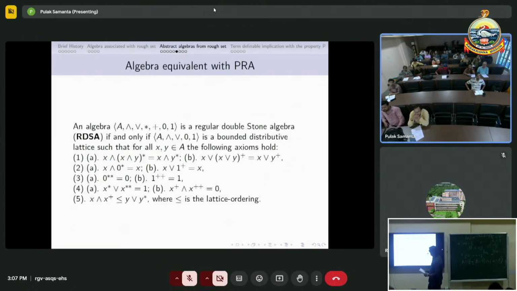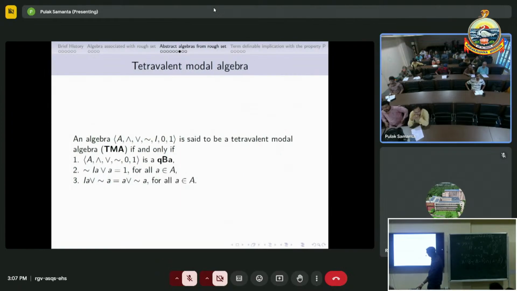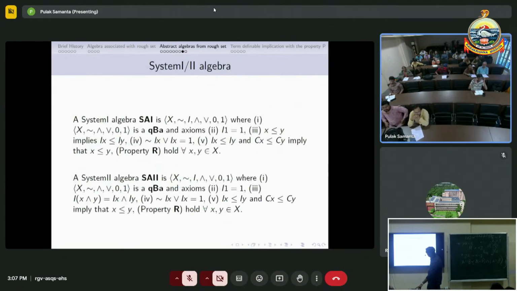Before that, another algebra equivalent to this Pilaf algebra, also coming from the rough set model, is the regular double Stone algebra. Similarly, we can have a more general structure than this Pilaf algebra. These are our system algebras.